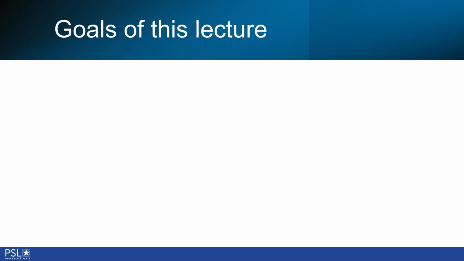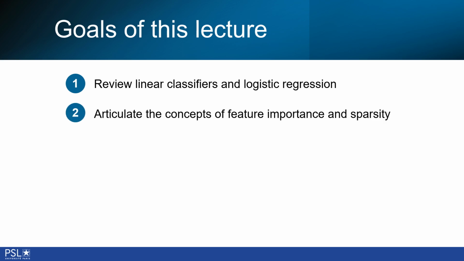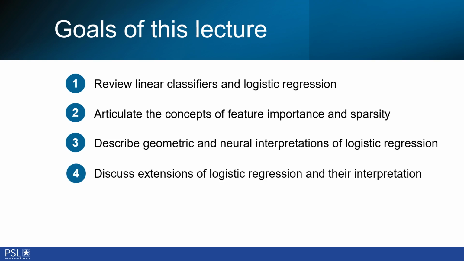The specific goals of this lecture will be to briefly review the class of linear classifier models, and in particular logistic regression, on which we will focus much of this lecture. Then we will link logistic regression with a previous lecture on interpreting linear regression, and articulate the concepts of feature importance and sparsity for logistic regression. We will describe the geometric and neural interpretations of logistic regression, and we will discuss extensions of logistic regression to models such as score sheets and generalized linear models, and discuss their interpretability.